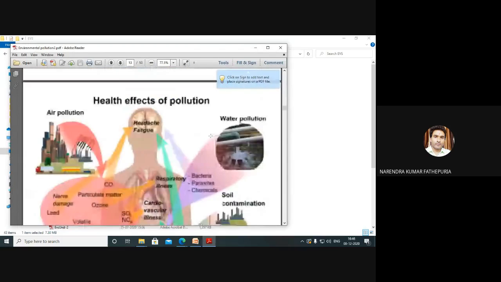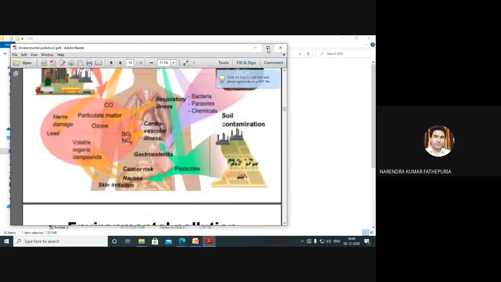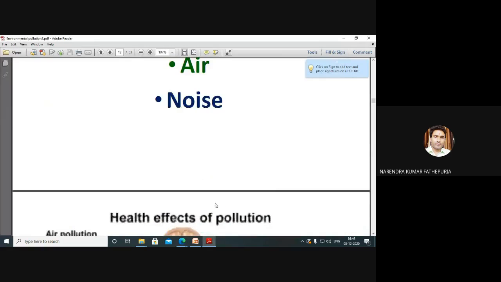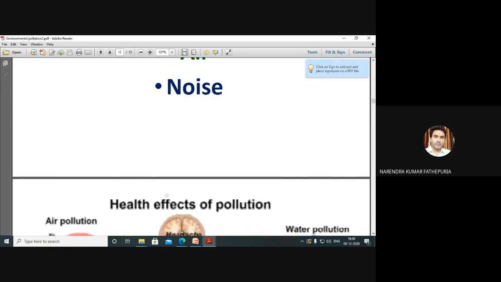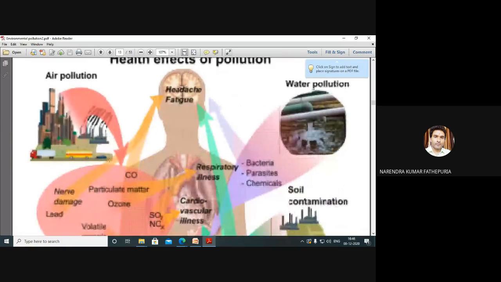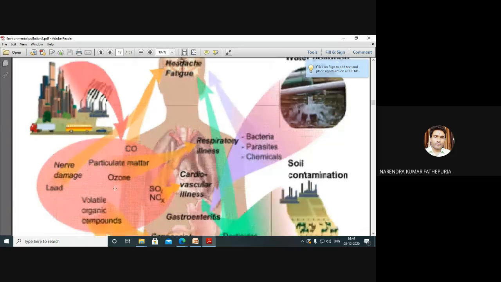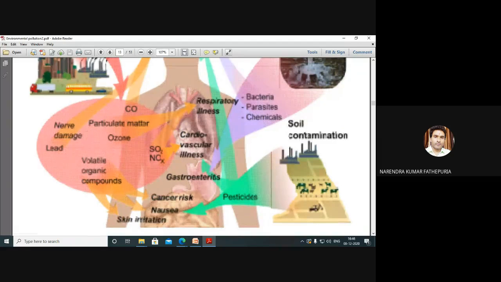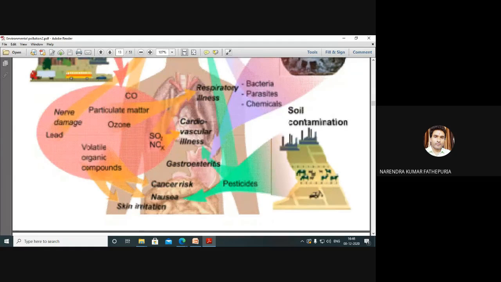We were talking about air pollution here. These are the air pollutants and the health effects of air pollution. Air pollution is released from various industries, automobile vehicles, and even commercial and construction activities, building infrastructure development. Various particulate matter, carbon monoxide, ozone, SOx and NOx, and lead damage your nervous system. These volatile organic compounds also cause cancer risk, right?